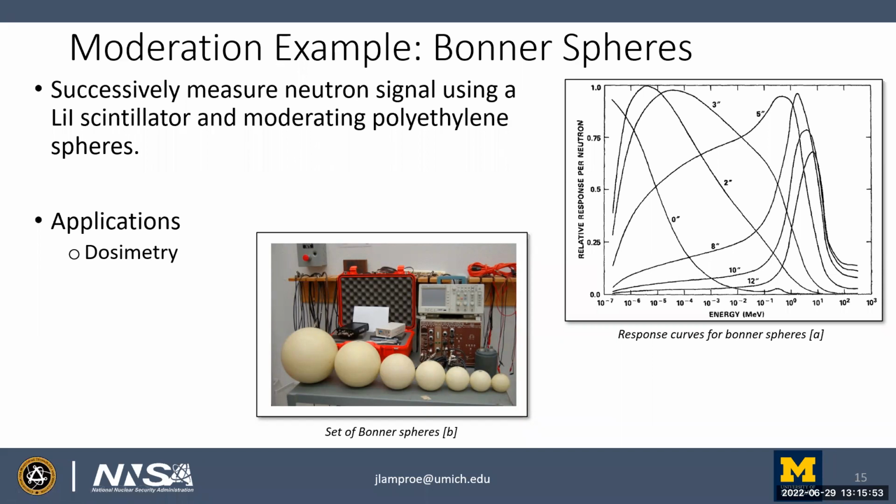Going back to the point that too much moderator can make your detector less efficient, and vice versa: if you don't have enough moderator, you're not going to slow down your neutrons enough to be detected, which would also mess with your efficiency. So it's really about finding what works best in each situation.